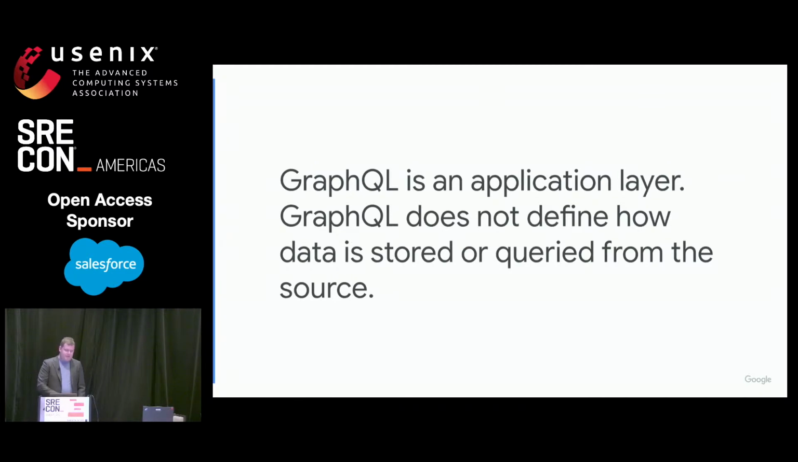I didn't find that definition completely there, so maybe another way we could say it is: GraphQL is an application layer. GraphQL does not define how data is stored or queried from the source. Often, when people see the word graph, they're like, oh, it must be a graph database. It is not a graph database. It is an application layer for servicing business logic, not storage logic.